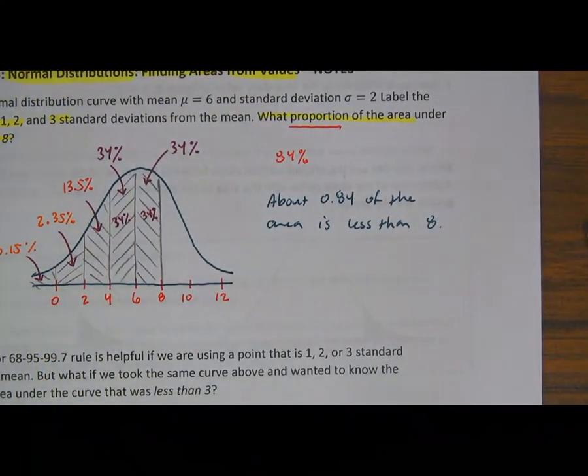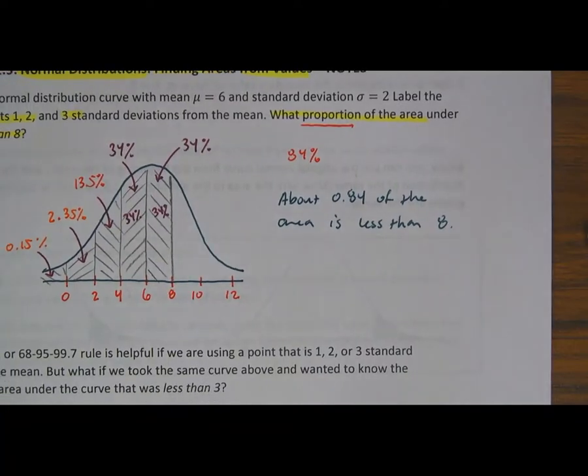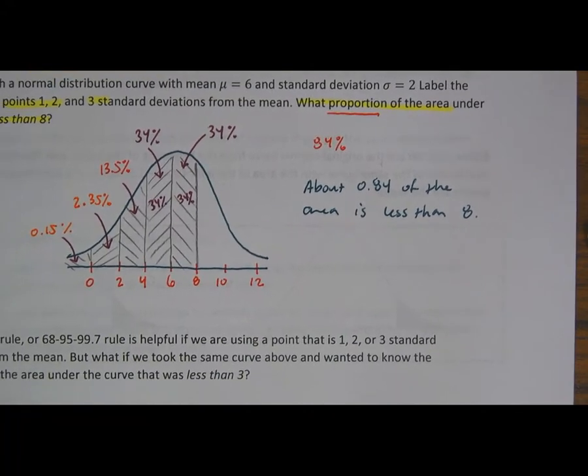There is an easier way, or a different way, I should say. You just have to be really comfortable with the empirical rule, and I think it's kind of easy to just memorize the slices and add them together.